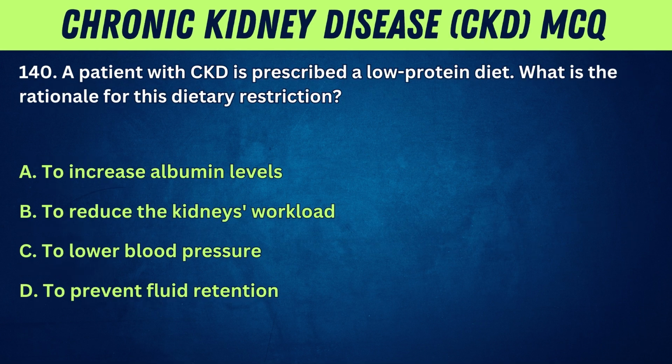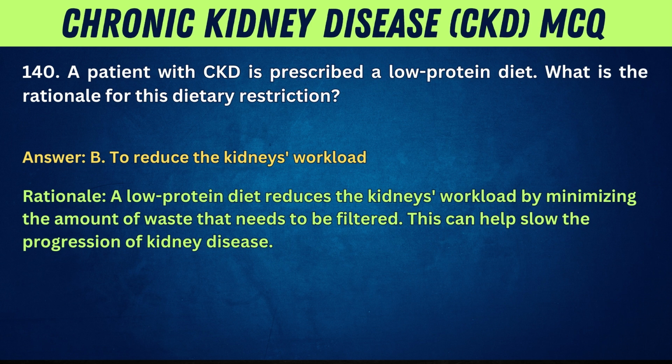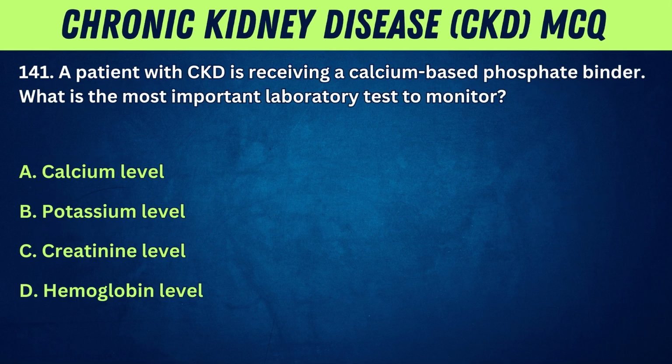140. A patient with CKD is prescribed a low-protein diet. What is the rationale for this dietary restriction? A. To increase albumin levels. B. To reduce the kidney's workload. C. To lower blood pressure. D. To prevent fluid retention. Answer: B. To reduce the kidney's workload. Rationale: A low-protein diet reduces the kidney's workload by minimizing the amount of waste that needs to be filtered. This can help slow the progression of kidney disease.